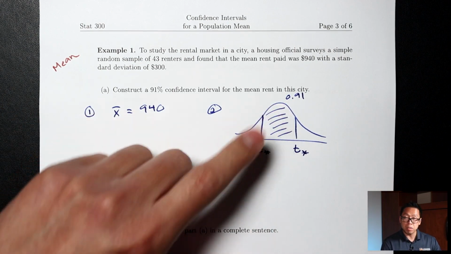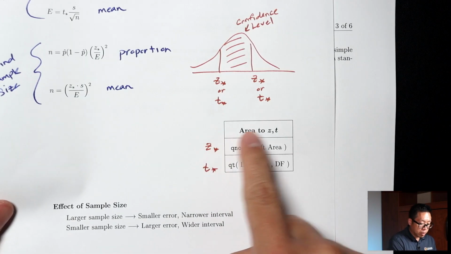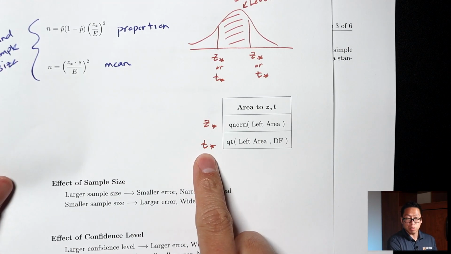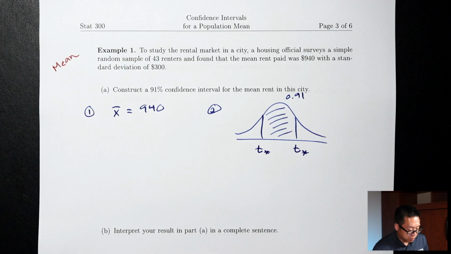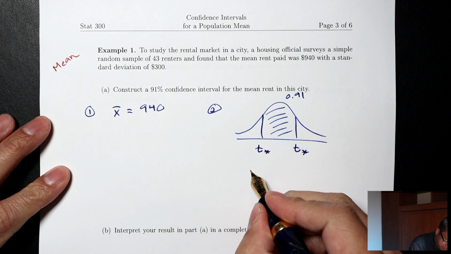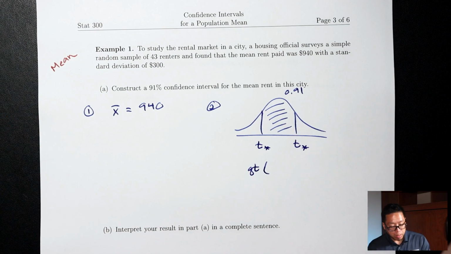Okay, this is an area to T question. Area to T. We're looking for T star. We're going to be doing QT, left area, DF in R. So QT, left area, DF. What's the left area here?